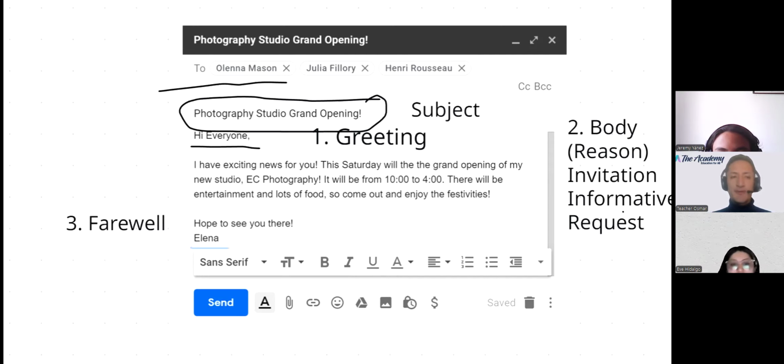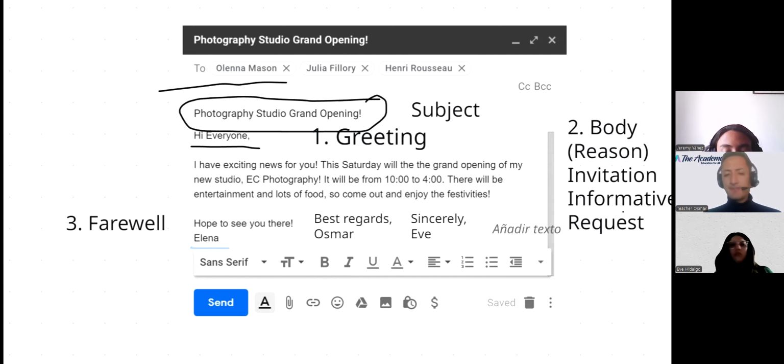Remember, you can use other expressions as, for example, best regards, los mejores deseos. For example, best regards, Osmar. For example, sincerely, atentamente, sinceramente, sincerely, Eve. Or maybe, if this is more informal, maybe this is for a friend or a family member, with love. With love, Jeremy, okay?